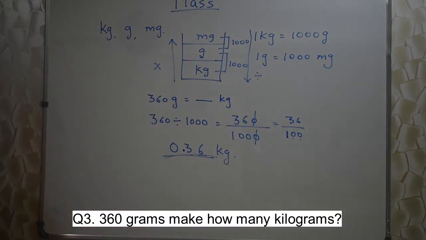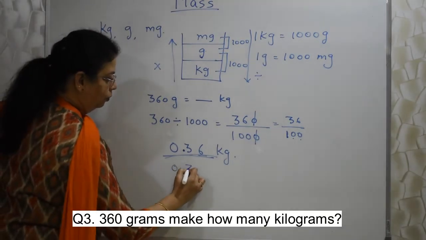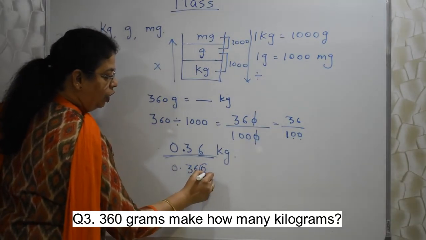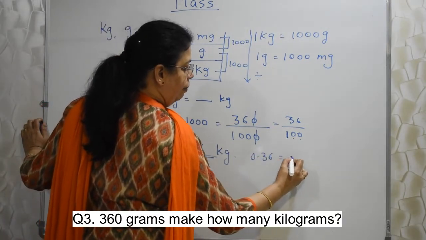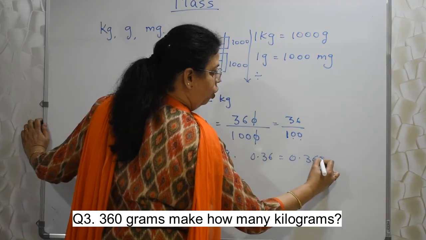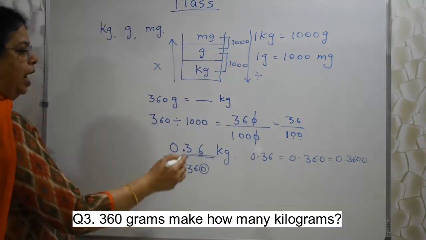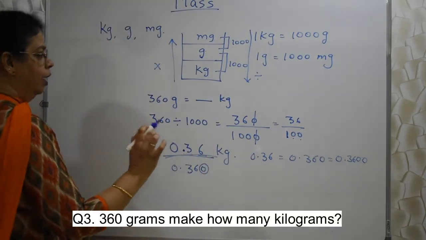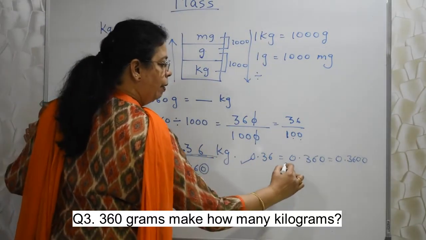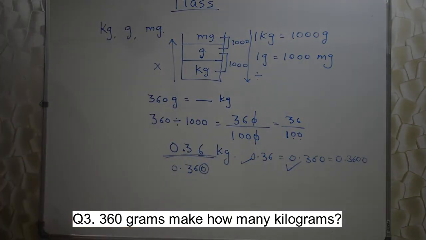0.36 kg. They may give option like this also. See, this 0 has no meaning. 0.36 is same as 0.360. It is same as 0.3600. See, last zeros are not important. They have no value. Okay. So they may give this. They may give this. Anything. Okay. They are same.